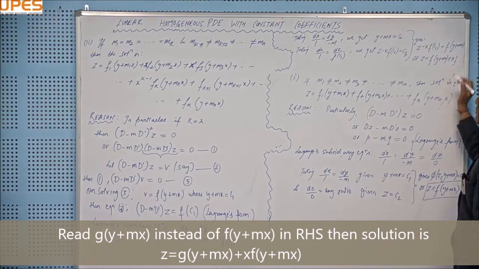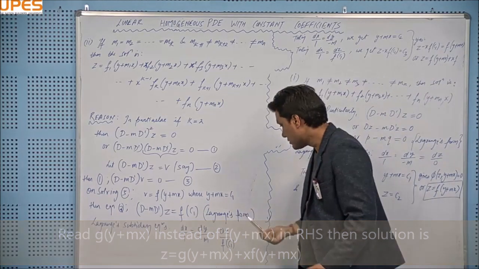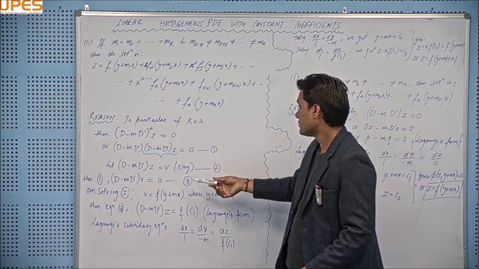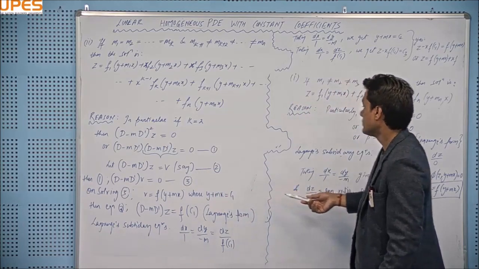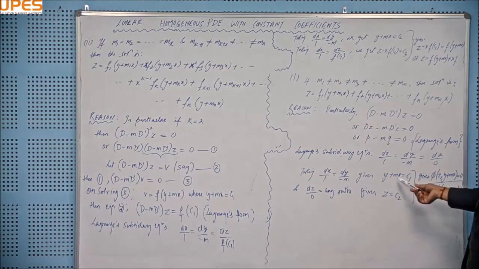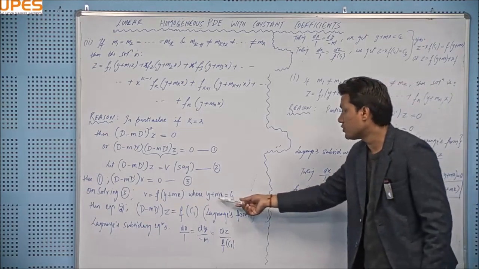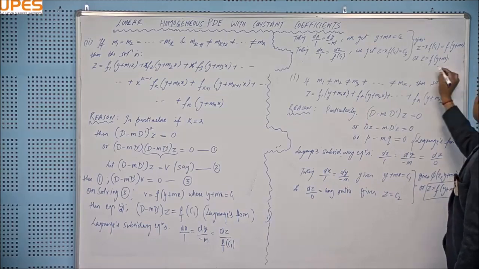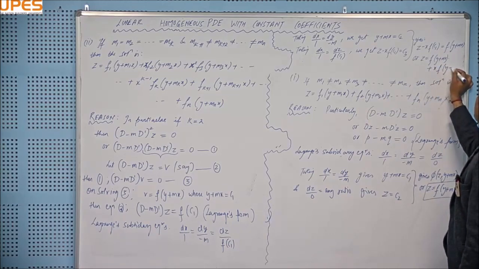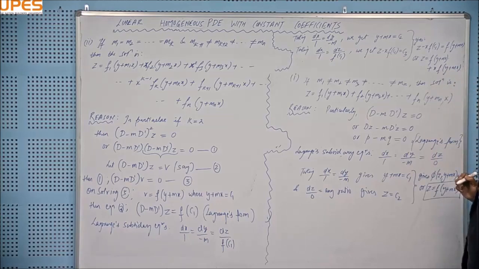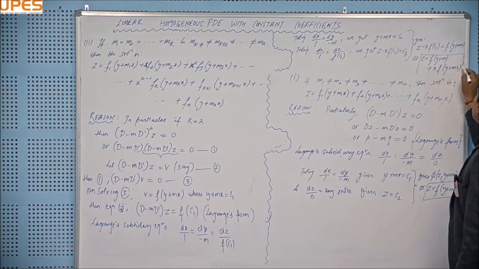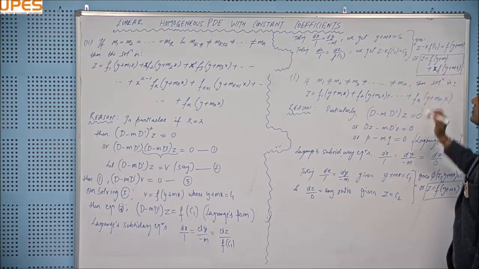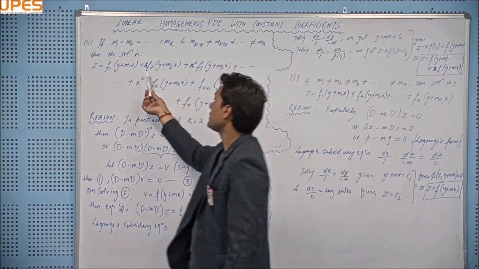And remember what was my c1? This was my c1. c1 is equal to y plus mx. We have mentioned it here. c1 equal to y plus mx, right? Then I will get f plus x times f of y plus mx, right? And we have got the reason why we have x at this position. This is the explanation for this x.